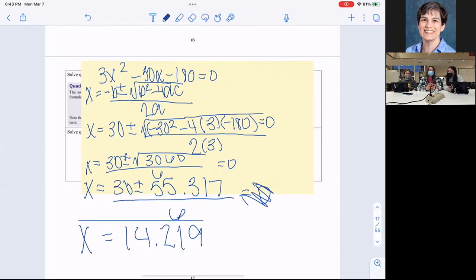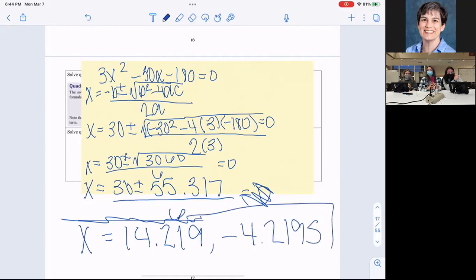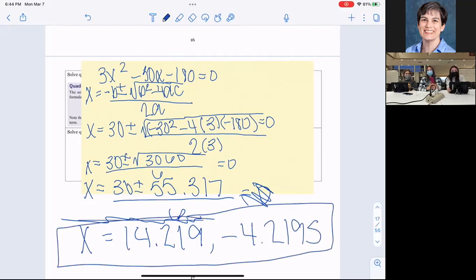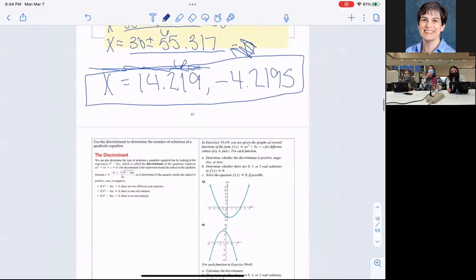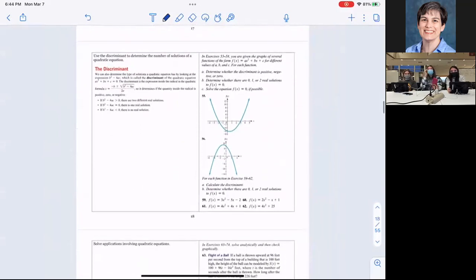That's for the 30 plus, and then for the negative 30 it is negative 4.2195. And those will be your answers. Yeah, so just make sure that when you're doing this, you do the plus operation and also the minus operation.